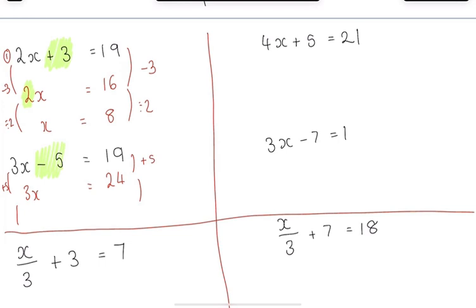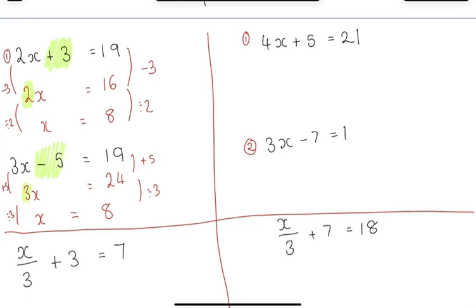And then to get rid of this 3, we do the opposite. So 3x is like 3 times x. So to get rid of the 3, we divide by 3, which leaves me with x equals 8. So could you use that now to have a go at these two questions? Pause the video, have a go, and press play when you're ready to mark it.